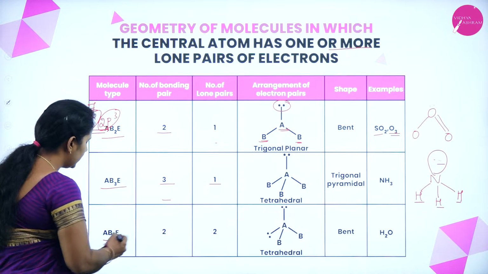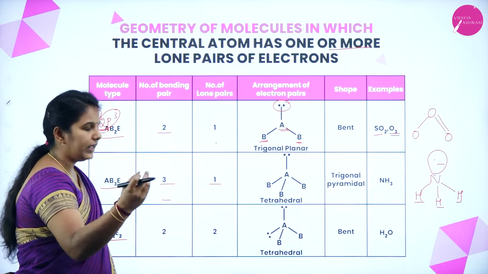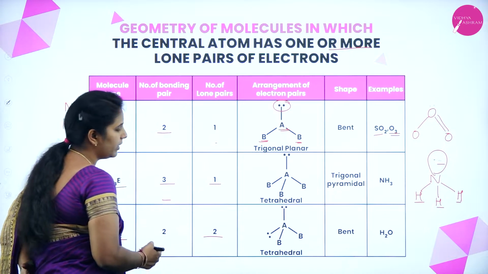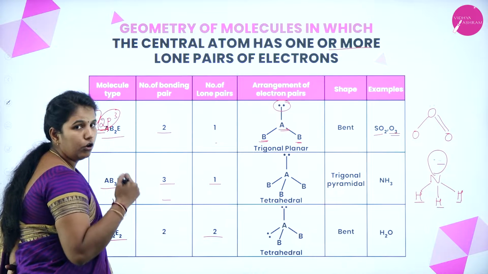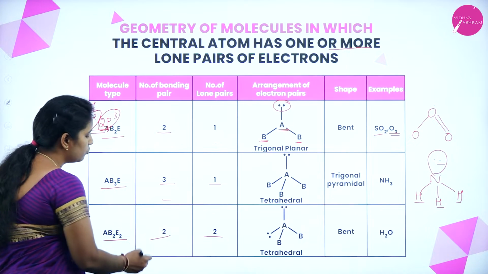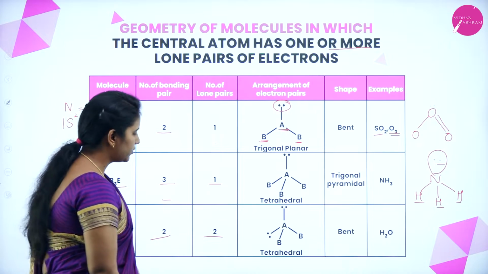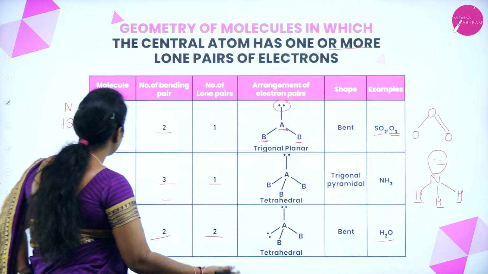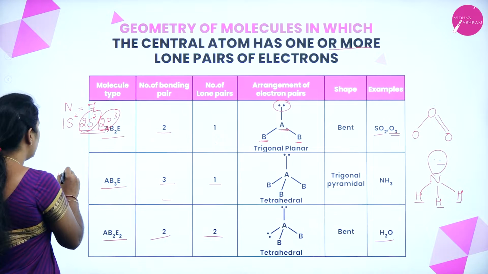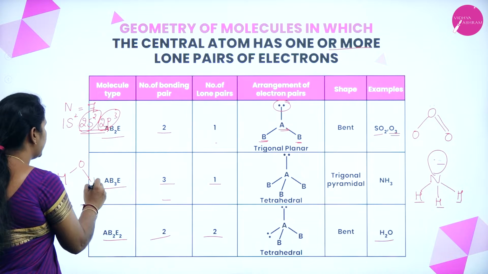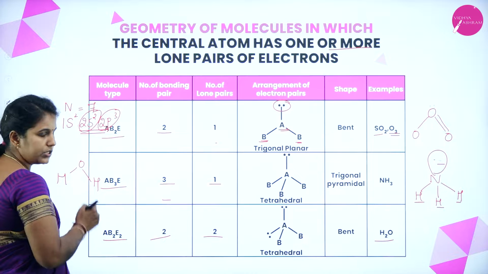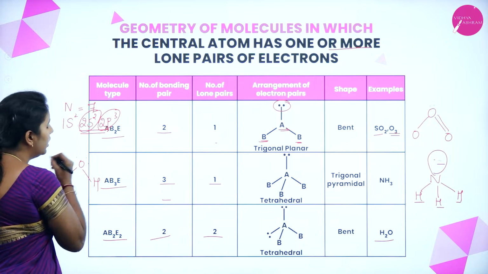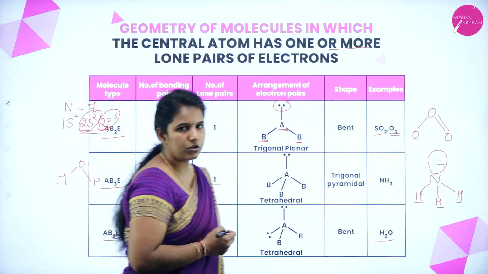Next, I'll go with the AB2E2 type. In this, the central metal atom has how many lone pairs of electrons? 2 lone pairs of electrons with 2 bond pairs of electrons. The example is the water molecule. In the case of water, we always write the structure like this, and it is a bent structure. We know that oxygen carries how many lone pairs of electrons? 2 lone pairs of electrons.